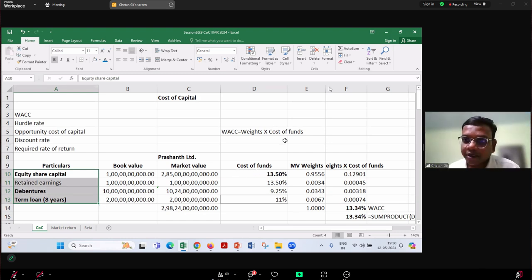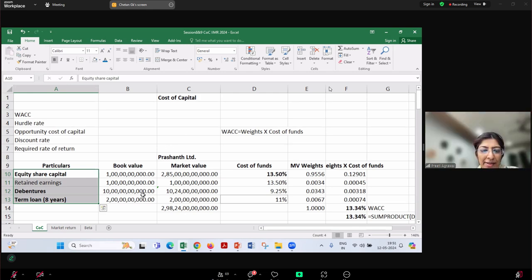Yes, you're right. Yeah, Preeti madam. Yes, for term loan, it is the loan that we take from the bank. Yes. Okay, so can you please go where you calculated the term loan?